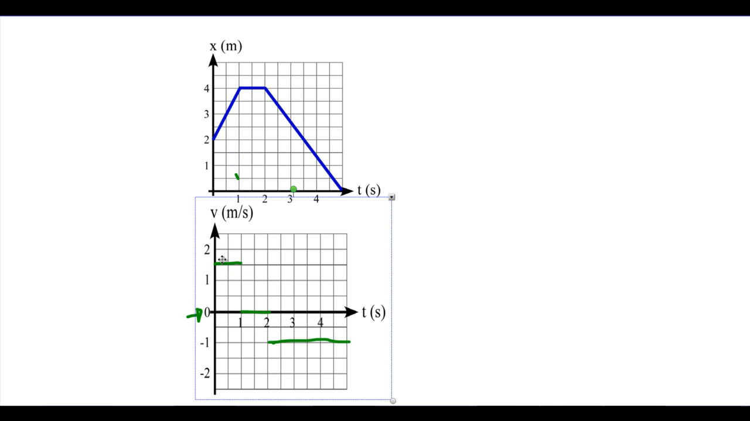Looks like that. So I have this fast positive speed, a 0 speed, and then a negative velocity down here. And so that's how we're going to convert between position versus time and velocity versus time graph. Now I want to talk about this concept called average speed.